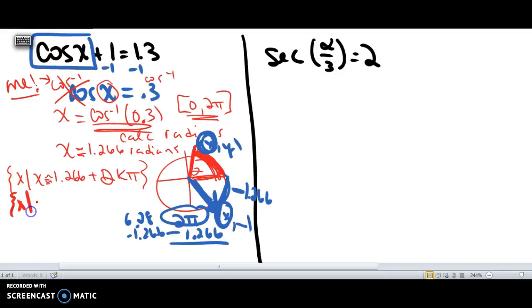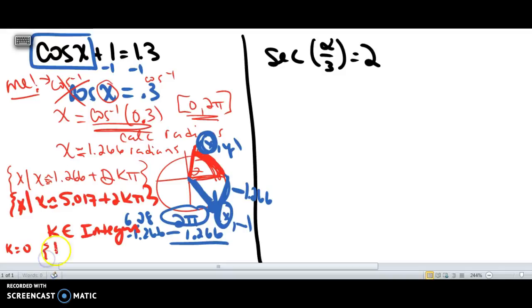So you have x such that x is approximately, and what did I end up getting, 5.017 plus 2k pi. And again, the formula might have something where k is an element of the integers, something like that. Okay. And again, if I'm limited between 0 and 2 pi, then I would sub in k equals 0. And that would give me my two answers that I have up there. So 1.266 and 5.017. And again, those are both radians.